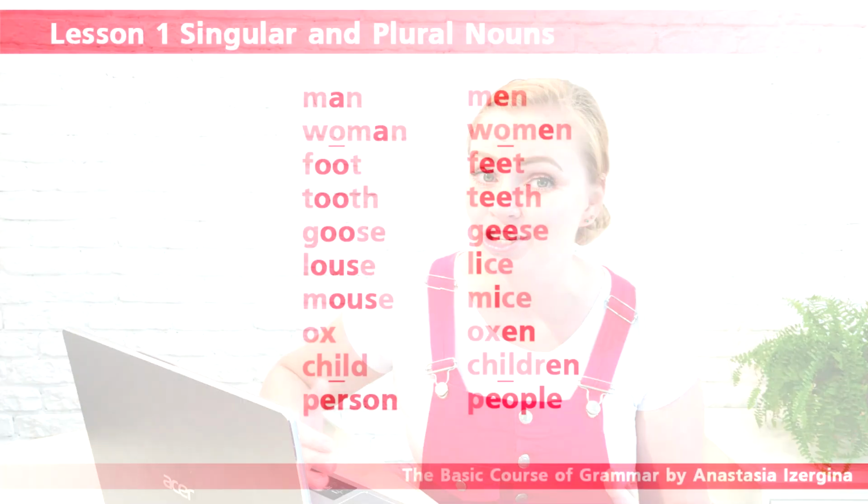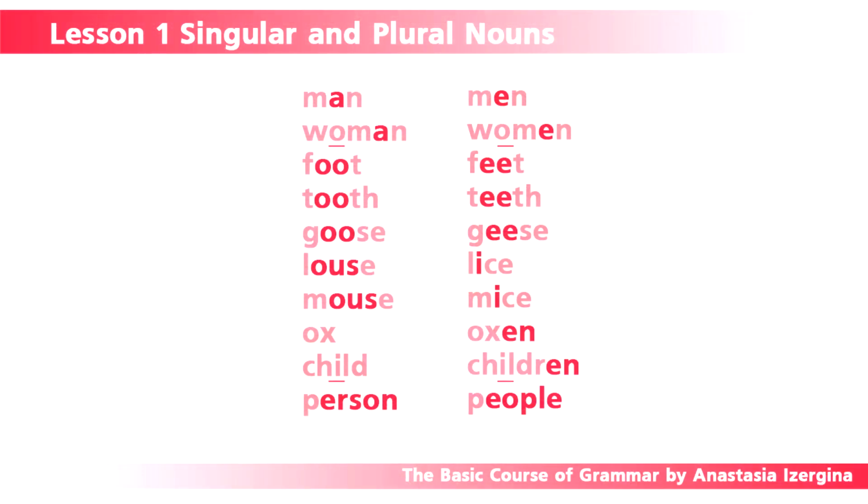Some nouns in plural form have different root, which means they don't need the ending to make them plural, but require base form change. Here are those words. Man, men. Woman, women. Foot, feet. Tooth, teeth. Goose, geese. Louse, lice. Mouse, mice. Ox, oxen. Child, children. Person, people.